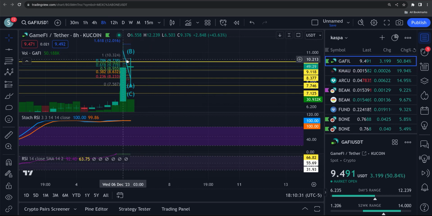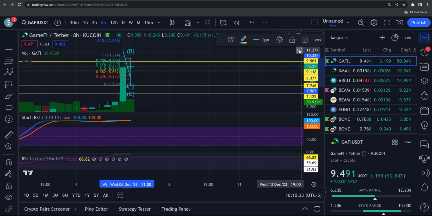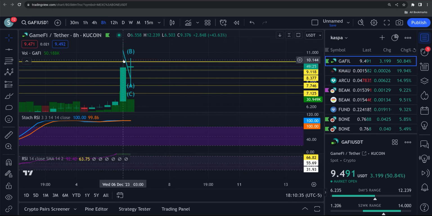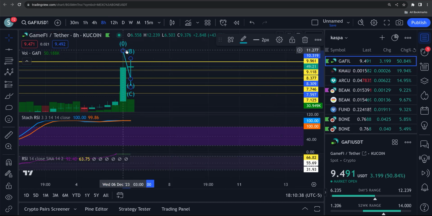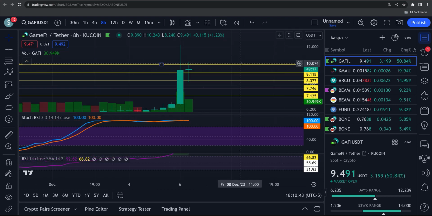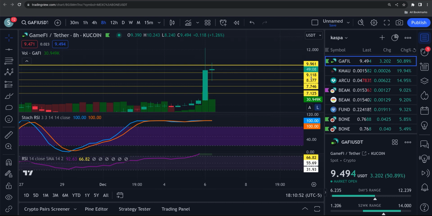If it does, I would like to see it bust through that. Let's get this off here so I can clean this up a little bit. Oops, sorry about that. Let's get that off there. There we go. I'd like to see it break through that $10 mark again. All right. I'd like to see it actually flip that into support. But we'll see what happens here.